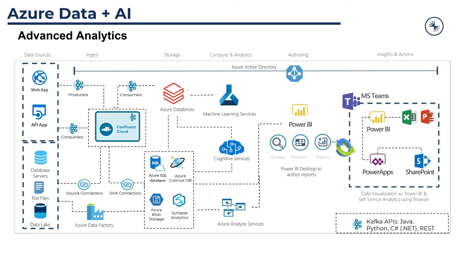On our roadmap for Confluent Cloud is a Databricks connector to be added as a managed connector, not just for Azure, but for GCP and AWS as well.